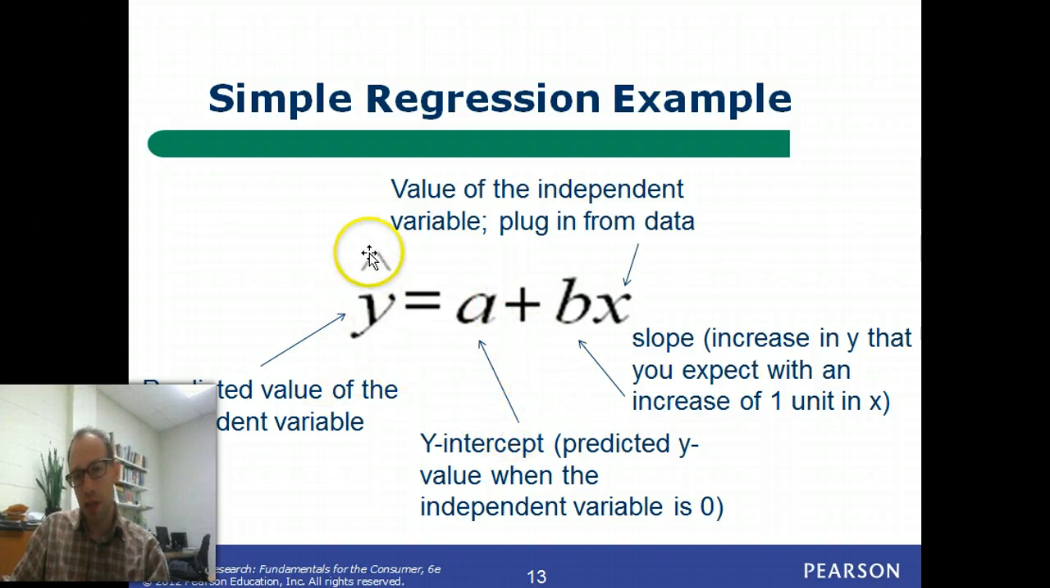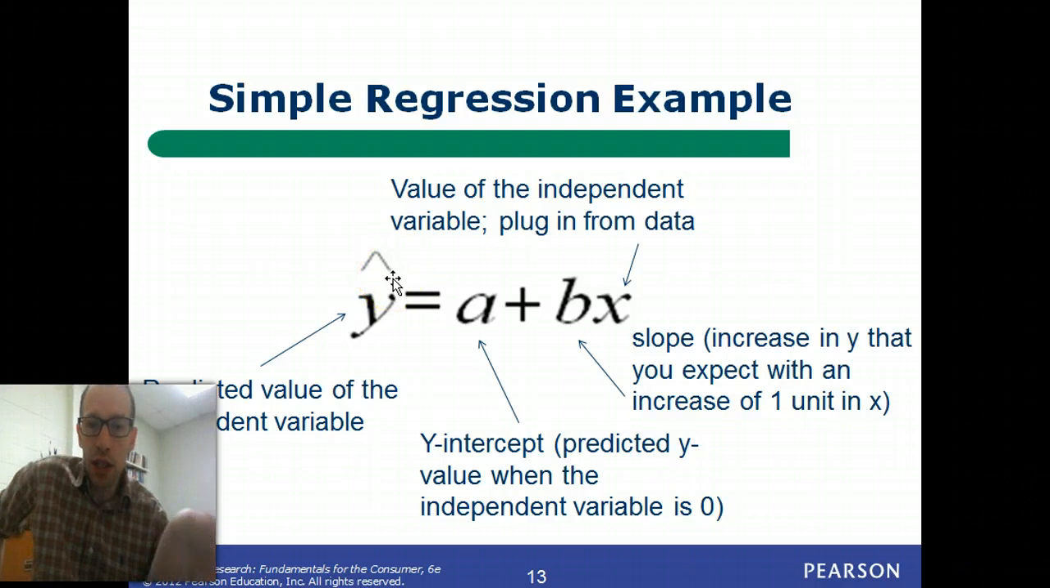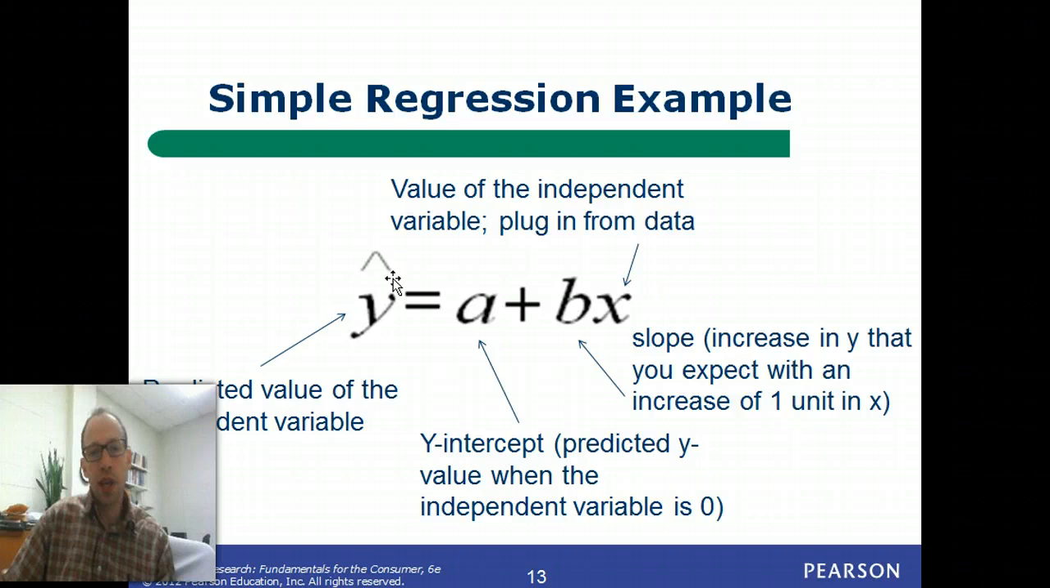Now here's something different. We have a little hat or a caret on top of our y, on top of our dependent variable. This means we're making a prediction. So this will not be an actual data point. This will be a predicted data point. Versus this x will be an actual data point.